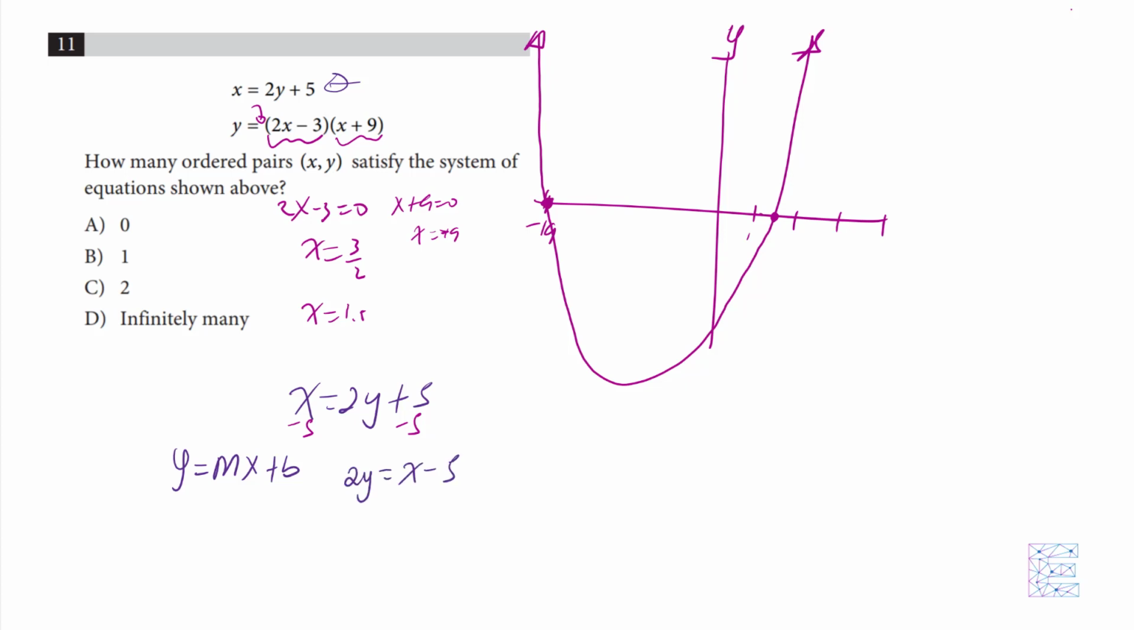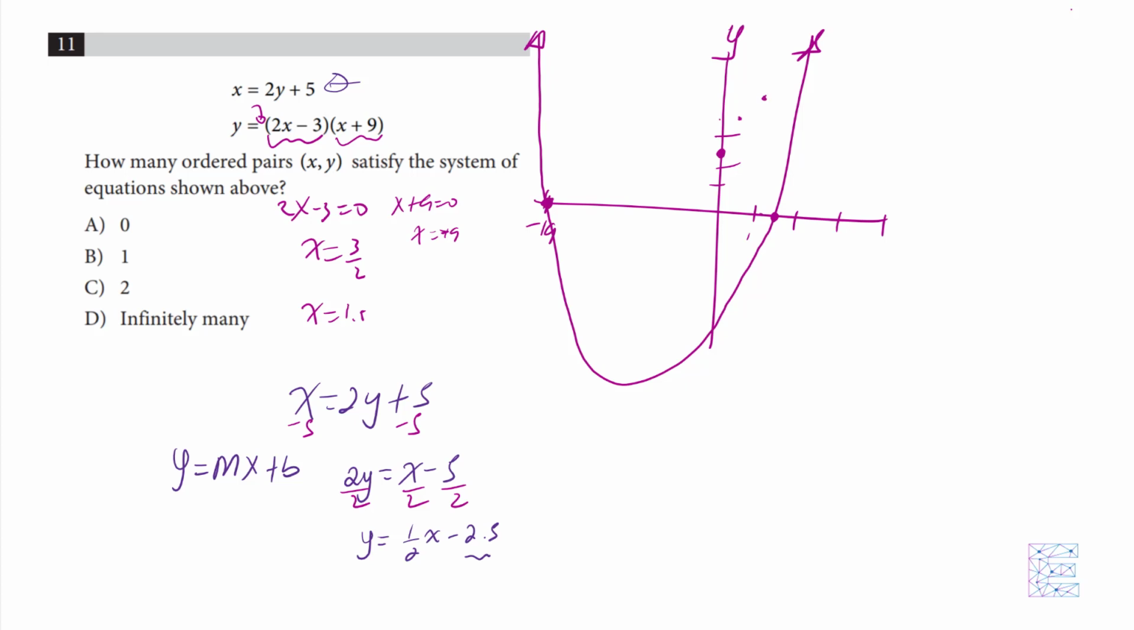And then we can divide each side by 2 all the way through. So y equals 1 over 2 x minus 2.5. So that means our y-intercept is negative 2.5. So wherever the y value is negative 2.5, right around here. And then we're going to go up one place over 2. Up one place over 2.